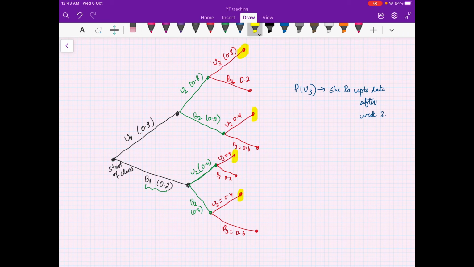Now what is the probability for this? You will trace the path back to the root. This is how we have done it, right? So this path gives me probability 0.8 into 0.8 into 0.8.